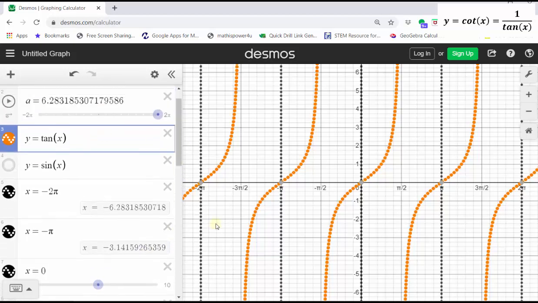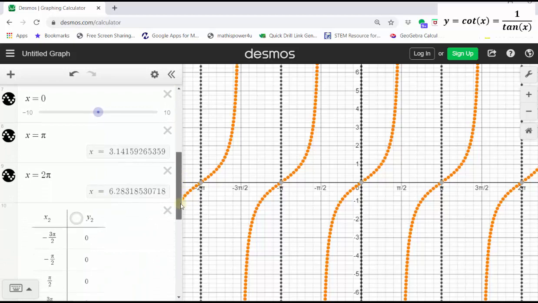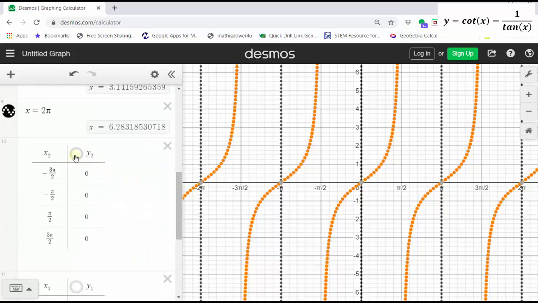Next, where the graph of the tangent function has a vertical asymptote, the cotangent function value will be 0. So let's plot points on the x-axis at x equals negative 3/2 pi, x equals negative 1/2 pi, x equals 1/2 pi, and x equals 3/2 pi. Again, where the tangent function has a vertical asymptote, the graph of the cotangent function will be 0, and therefore these 4 points are on the graph of the cotangent function.